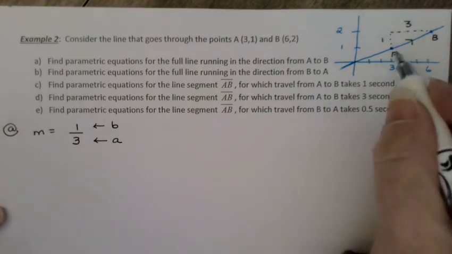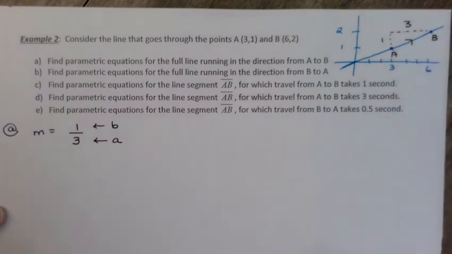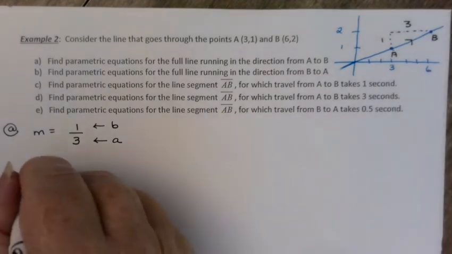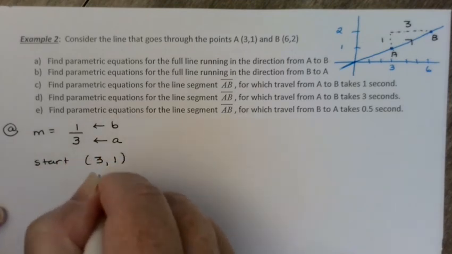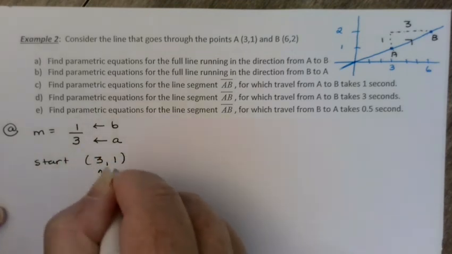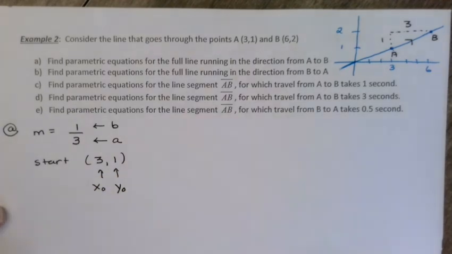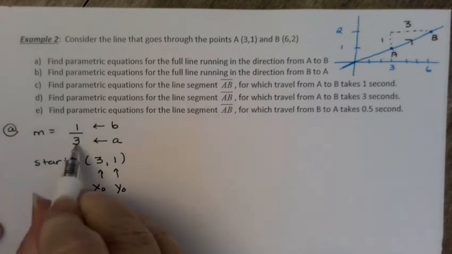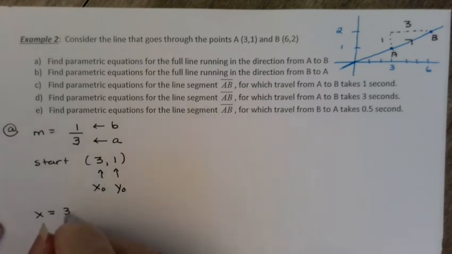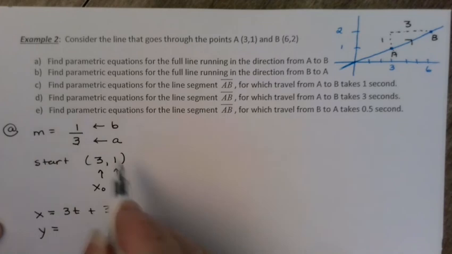The starting point, if I'm going to go from A to B, the starting point A is 3, 1. So that defines the x naught and the y naught. So putting the pieces together, I could say that my parametric equations would be x equals 3t plus 3 and y equals 1t plus 1.